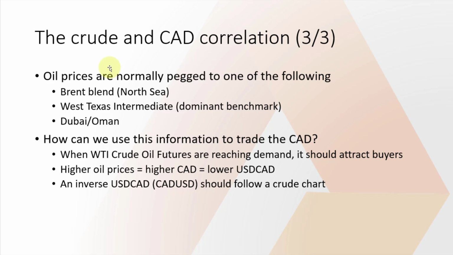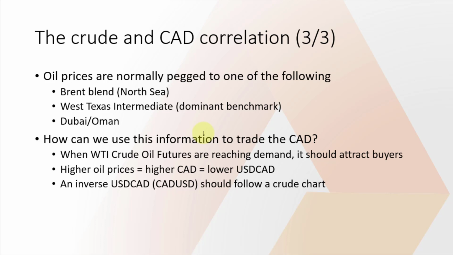But generally, you'll find that oil prices are pretty similar. So if you're looking at the Brent benchmark, or the West Texas Intermediate, or the Dubai, these are going to be more or less the same, give and take. And so how can we use this information to trade the Canadian dollar? Well, when crude oil futures reach demand, it should attract buyers. And what will the buying of crude do to the Canadian dollar? Well, if you're buying crude, you're moving dollars into Canada. Canadians are converting dollars, so they're selling dollars and they're buying Canadian dollars, which is going to make the Canadian dollar go higher, and thus the American dollar, Canadian dollar cross go down.